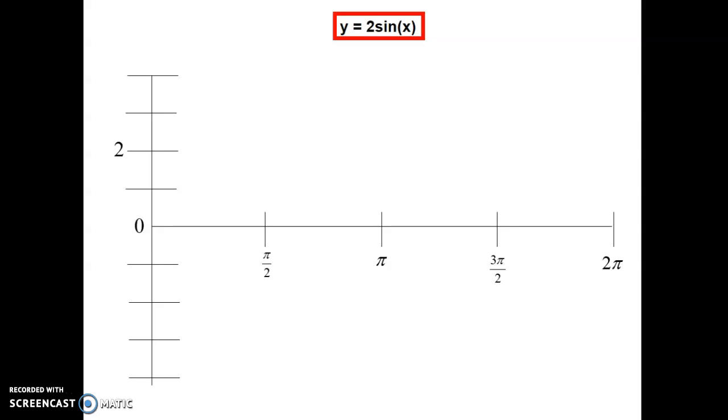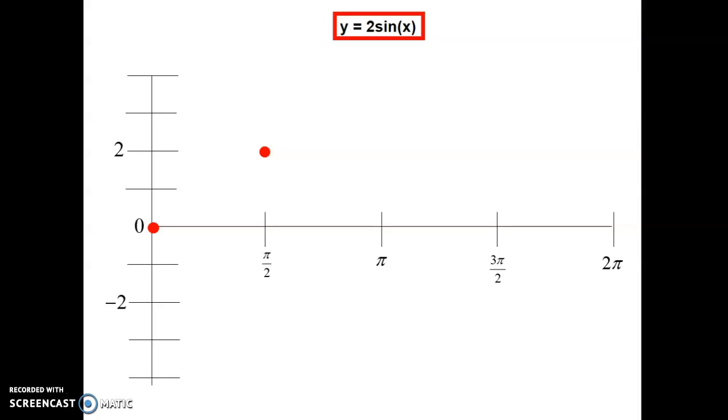Okay, now, sine usually starts at, if you remember from the beginning of this presentation, at 0. So what you're going to be doing is you're going to be multiplying all your point values by 2. So if sine usually starts at 0, 2 times 0 is still 0. Okay, pi over 2, sine is normally 1, but we're going to multiply 2 times 1 and get 2. Okay, so the height difference between the first point and the second point is an amplitude of 2.